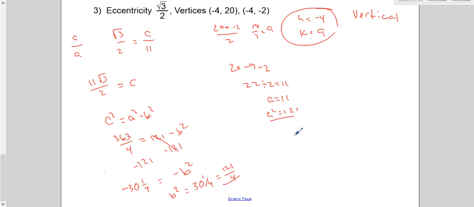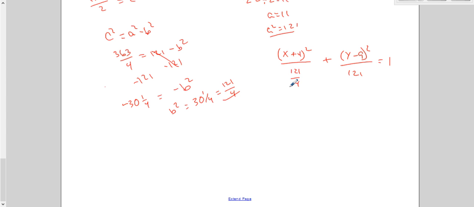And this is a vertical ellipse, so the a squared goes under the y. So x minus a negative 4, so plus 4, squared over b squared, so that's the 121 over 4, plus y minus k, so y minus 9 squared over 121 equals 1.